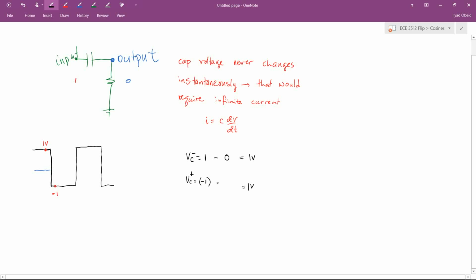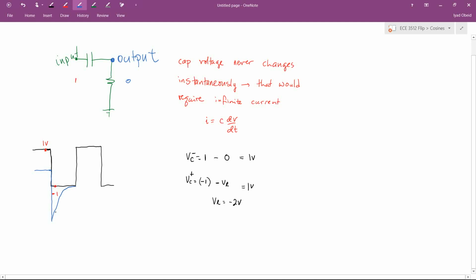Well, the only way for that to happen is if the voltage across the resistor equals -2 volts. If the voltage across the resistor is -2 volts, that will work. And that's why we see the output voltage drop to -2 and then back up to 0. So you can see the output voltage went to -2 volts and then eventually decayed back to 0.